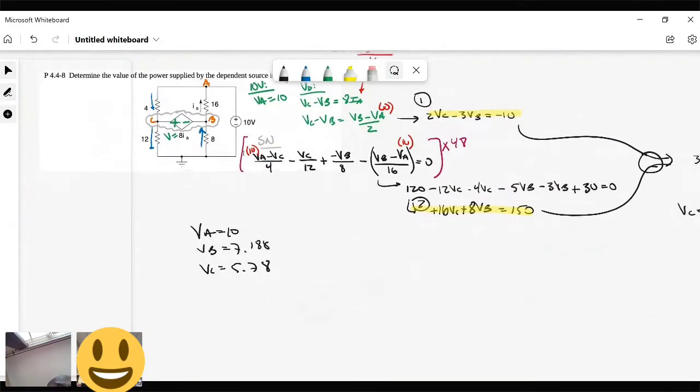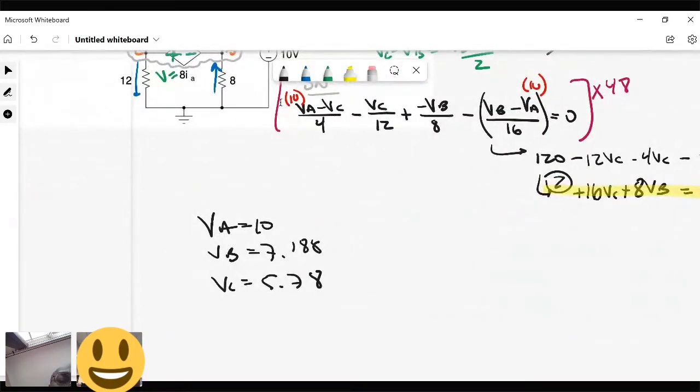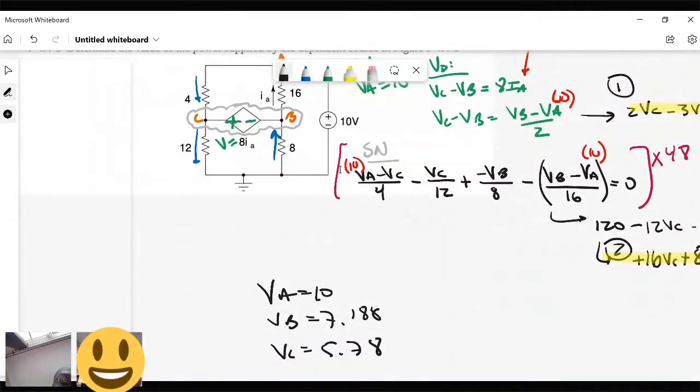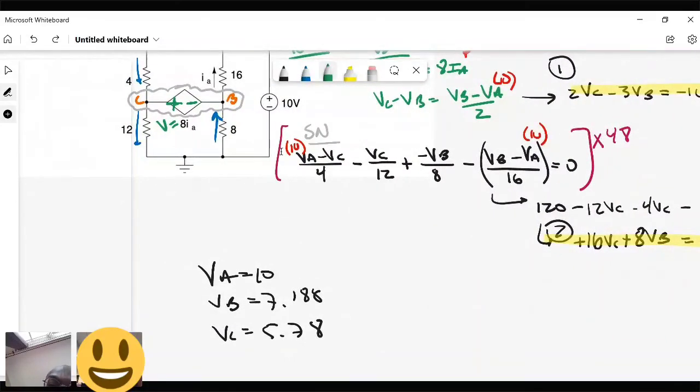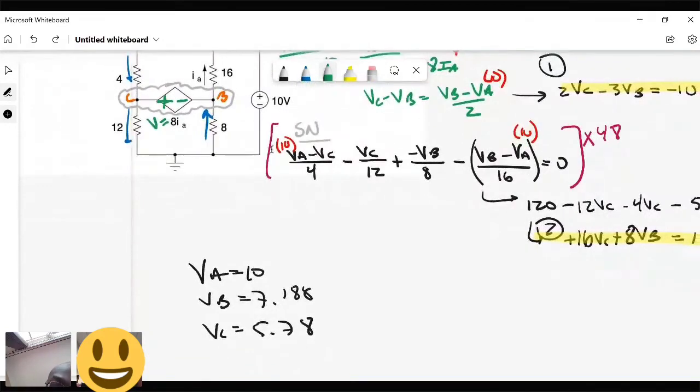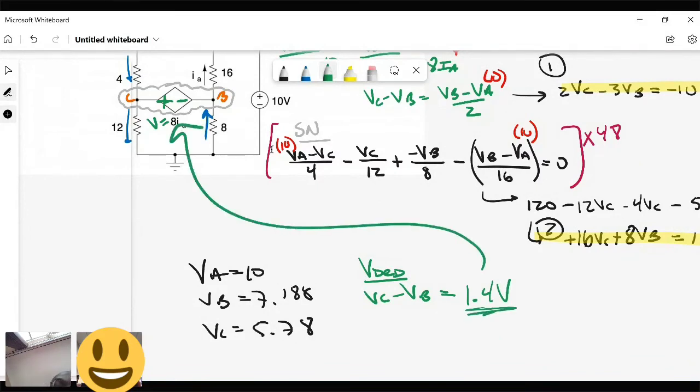All right, so now we know the voltage across this. Now we know this guy. Does that make some sense? Because he's just going to be VC minus VB. VC minus VB is the voltage of the dependent source. So the voltage of the dependent source equals VC minus VB, which is 5.78 minus 7.188, which is negative 1.4 in magnitude, so 1.4 volts. Great.